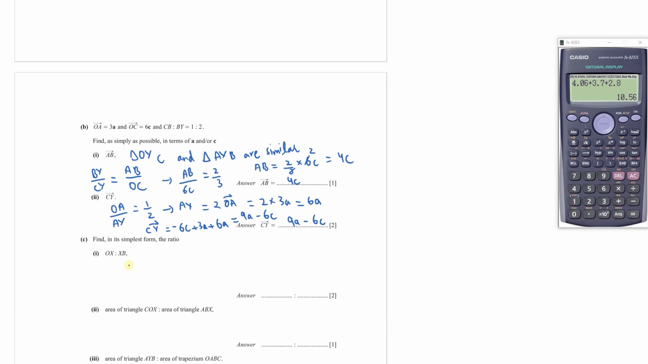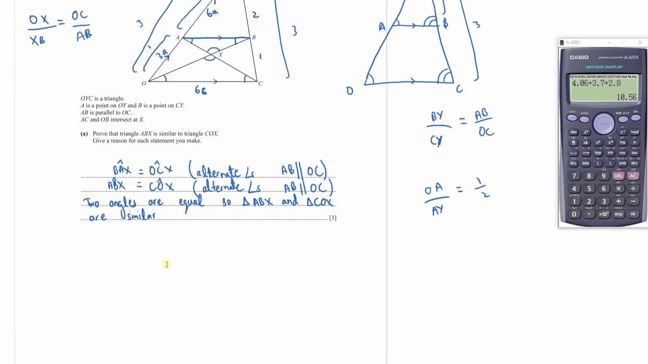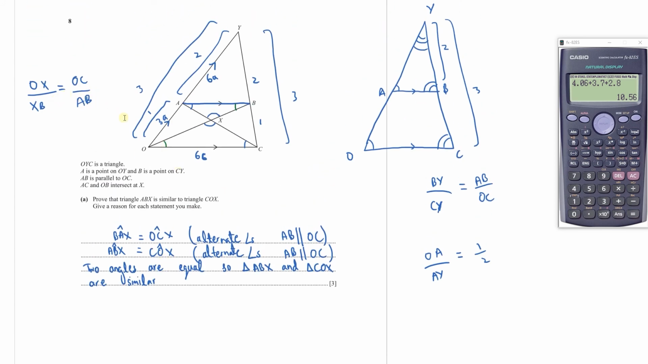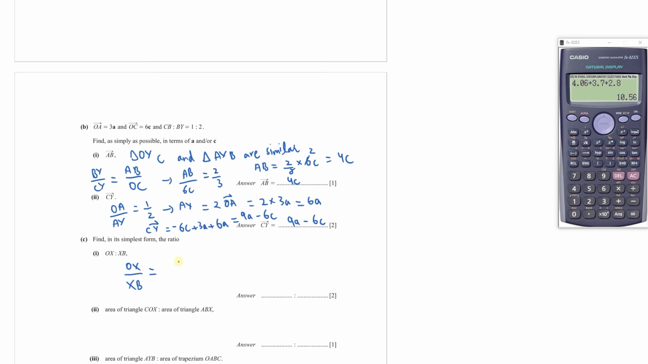So simply, OX over XB will be OC over AB. OC is 6C and AB is 4C. And this C and C will cancel out and you will get 6 over 4. And you can get 3 over 2. So OX ratio XB is 3 ratio 2.